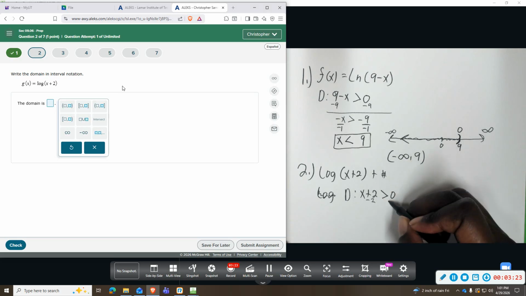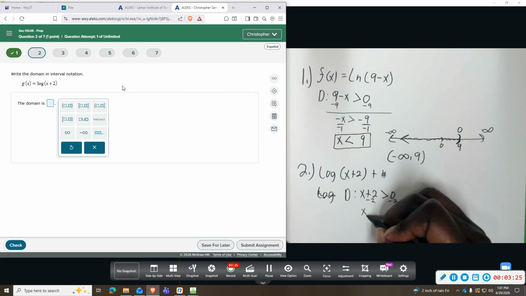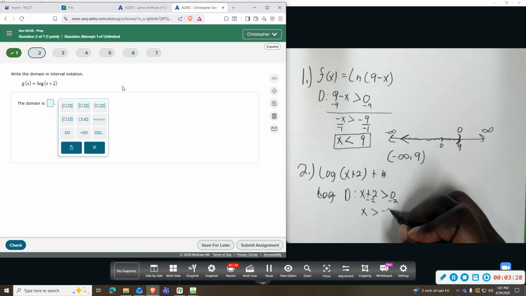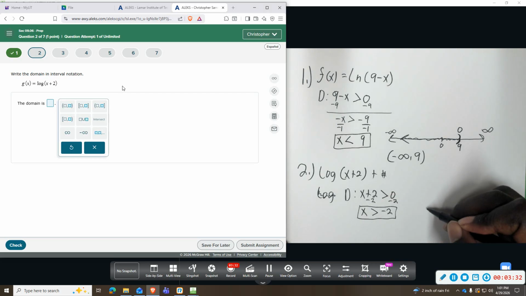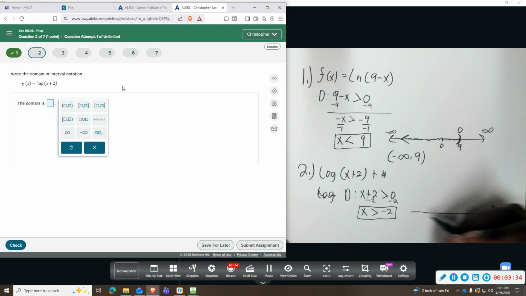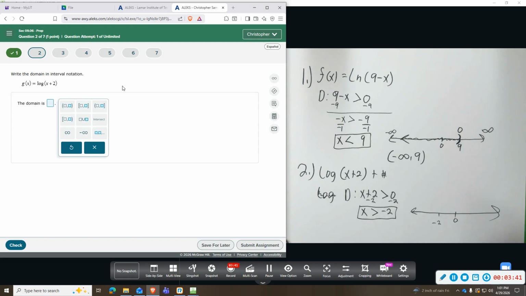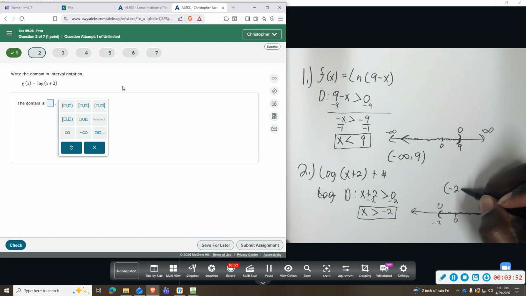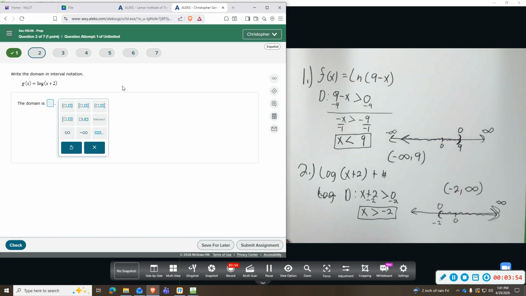Solve by subtracting 2 to get x by itself, and we get x is greater than negative 2. So as long as we pick a number bigger than negative 2, in interval notation, 0 is in the middle, negative 2 is here, and the arrowhead is pointing that direction. So parenthesis always, or open circle if we were doing that, and we're shading this way up to positive infinity. So negative 2 to positive infinity would be our domain.